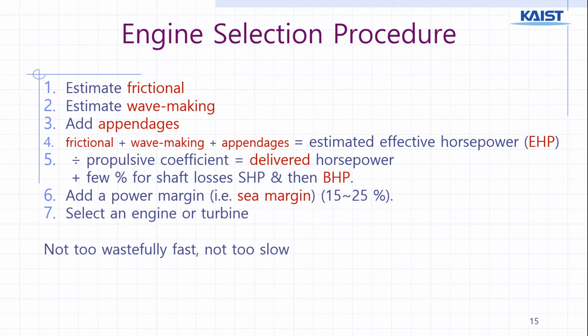Then by dividing the EHP by the propulsive coefficient, you can finally get the delivered horsepower. And then if you account for the shaft losses and the brake losses as well, you get the final BHP as needed. And then you add something called a power margin, just accounting for real life instances that wouldn't be aligned with the ideal that we calculated. And then finally, we would select an engine or turbine that would match our specs. And as mentioned before, we don't want it to be wastefully fast, but we also don't want it to be too slow. So trying to find that sweet spot is what this procedure is about.